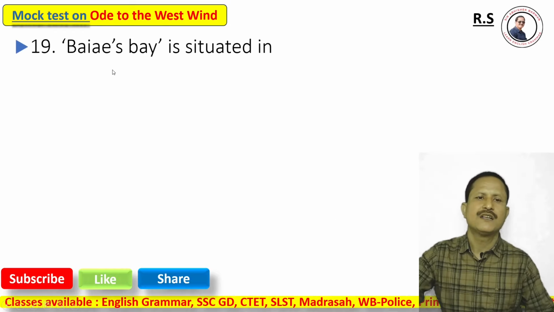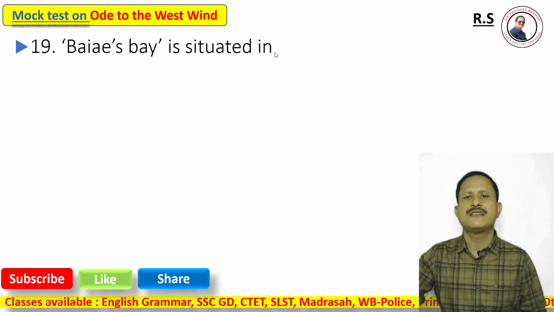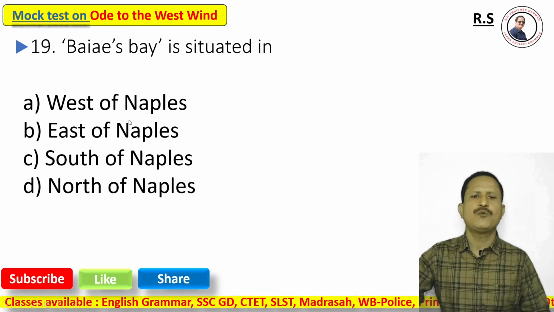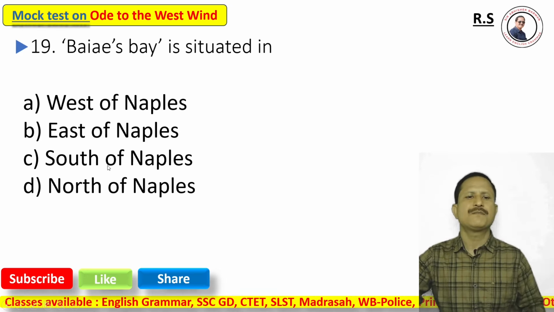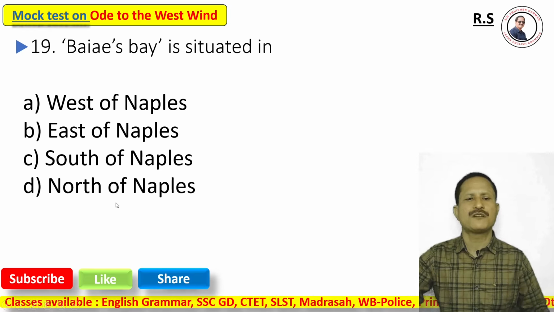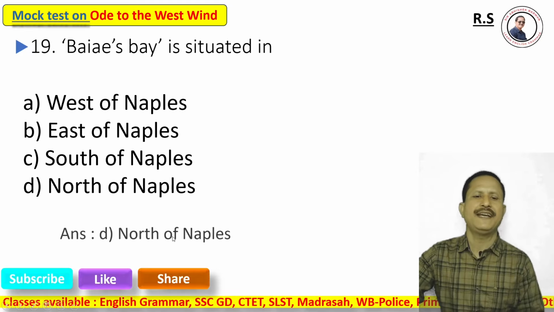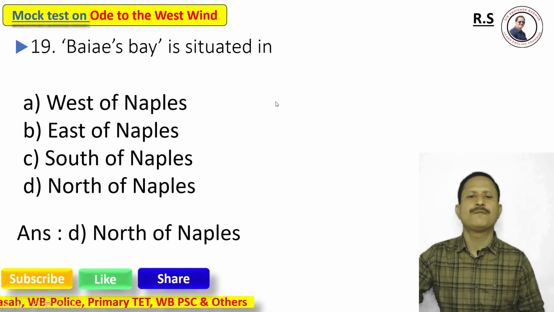Next, question number 19. Where is Baiae Bay situated? Option A, west of Naples. Option B, east of Naples. Option C, south of Naples. Option D, north of Naples. Baiae Bay is actually situated in the north of Naples in Italy.